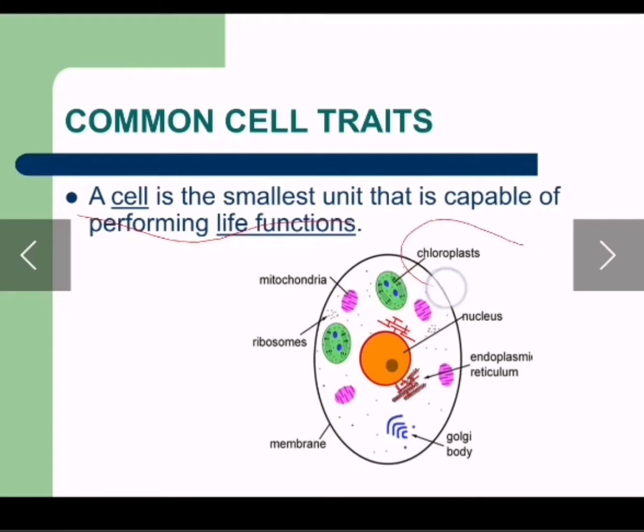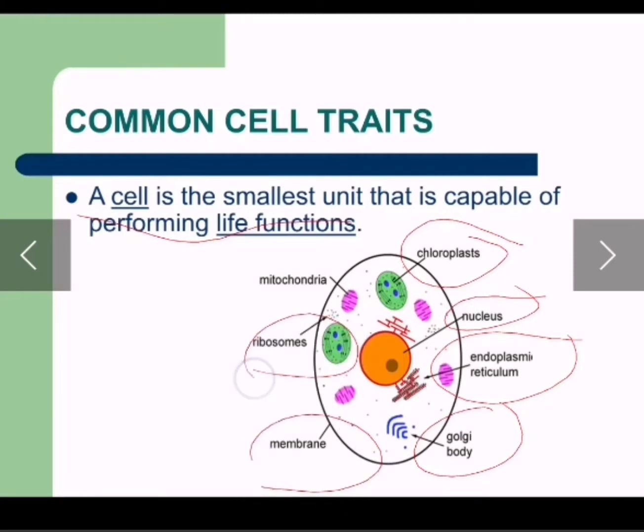So the cell has a chloroplast, a nucleus, as well as endoplasmic reticulum, Golgi body, membrane, ribosomes, and mitochondria. We know that chloroplasts perform photosynthesis, the nucleus has the genetics, and the endoplasmic reticulum performs synthesis of some products in the cell.